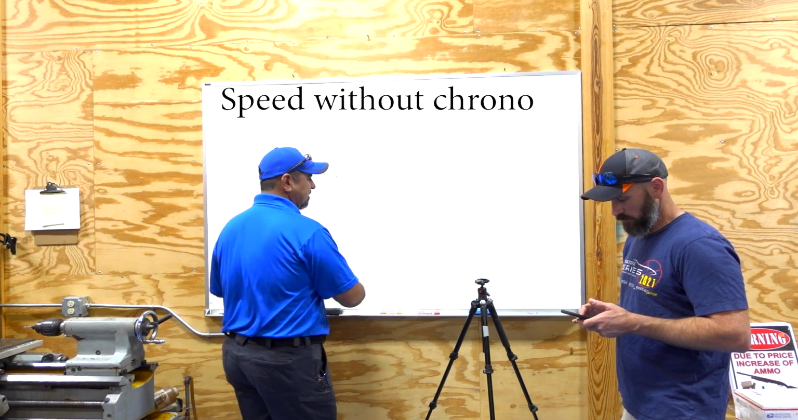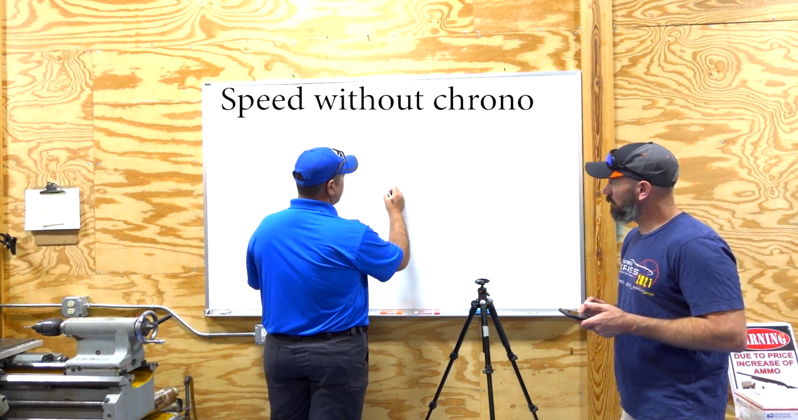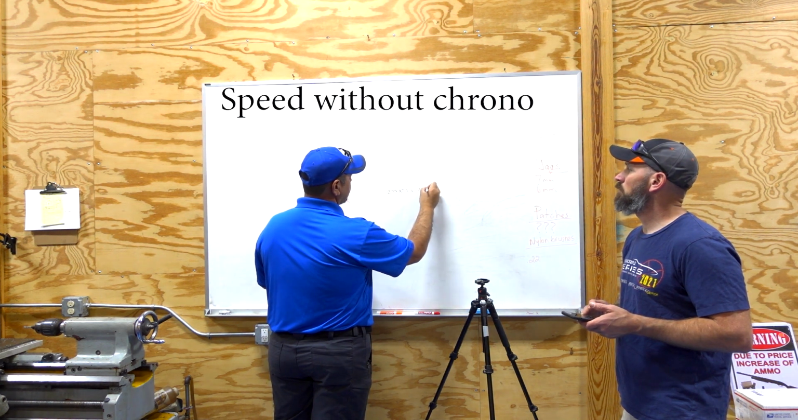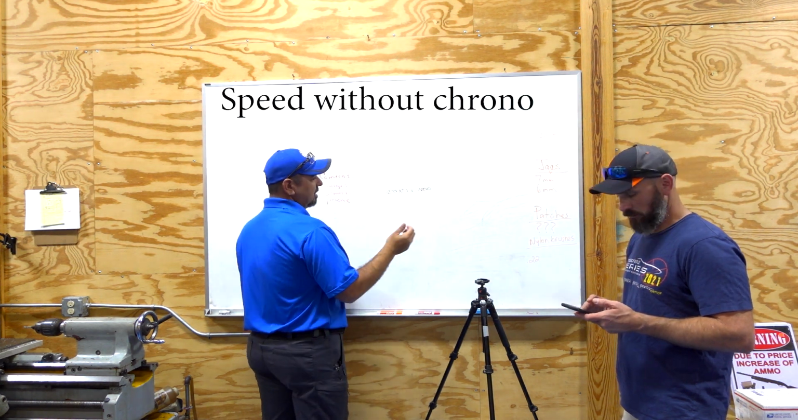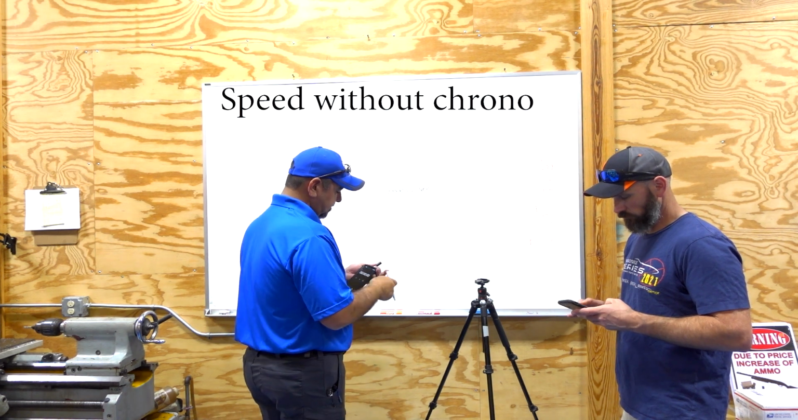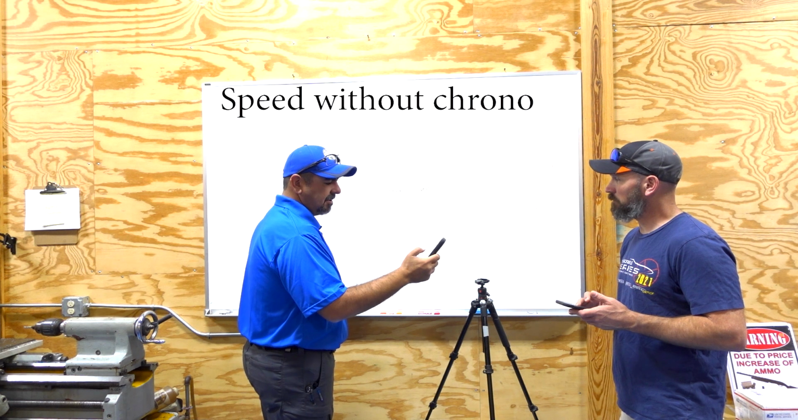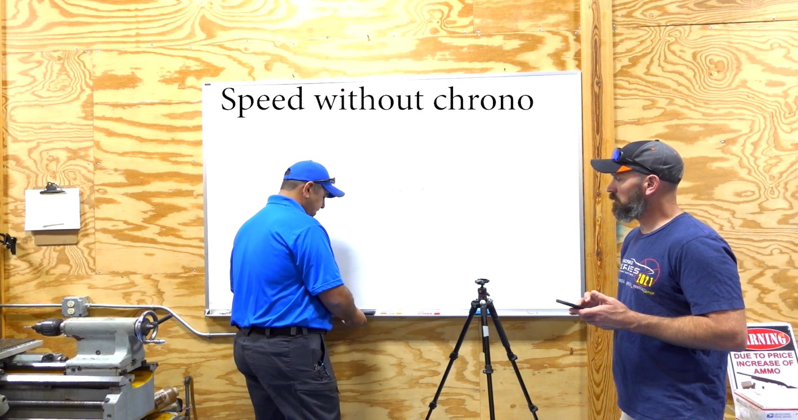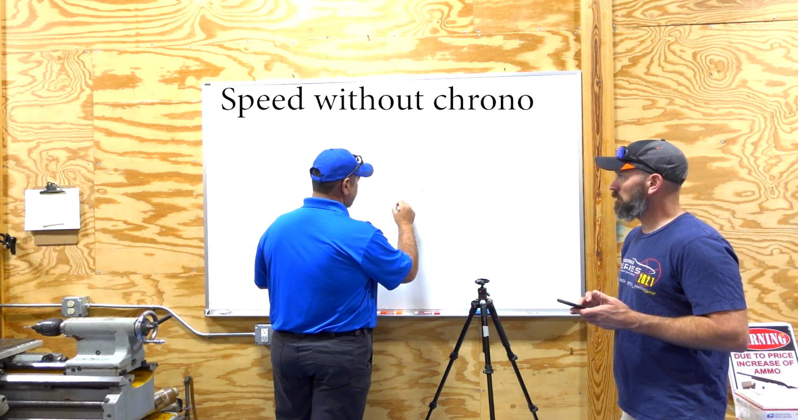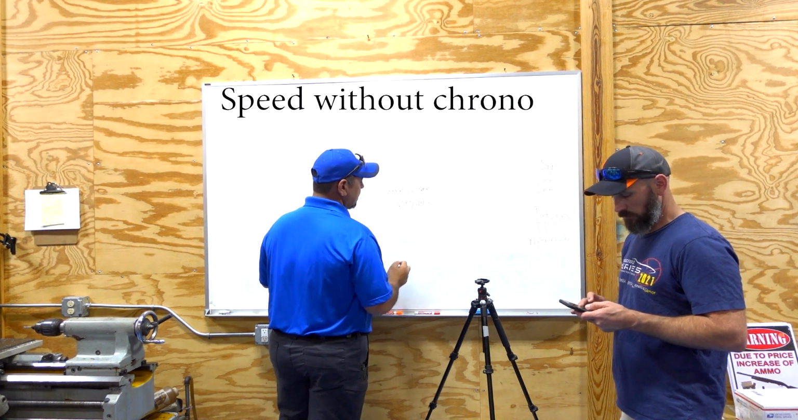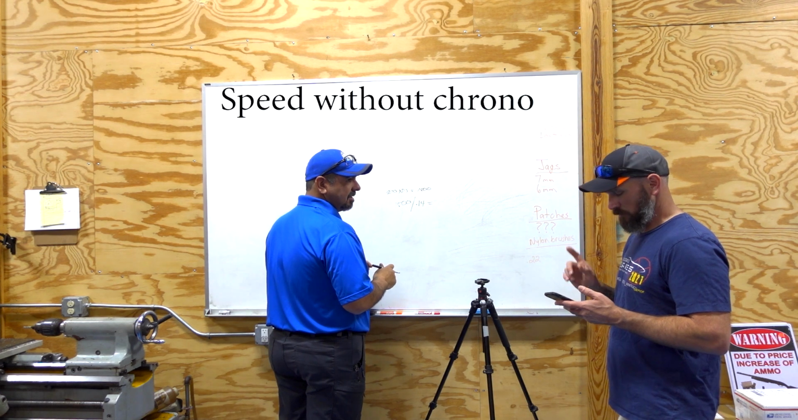Let's say we're shooting 500 yards. That's 1,500 feet, right? And let's say it takes, just do a trial run, 0.14. So it's 1,500 divided by 0.14.